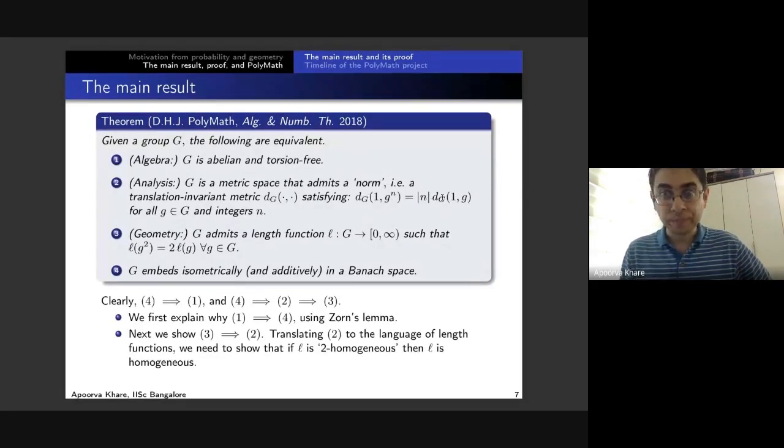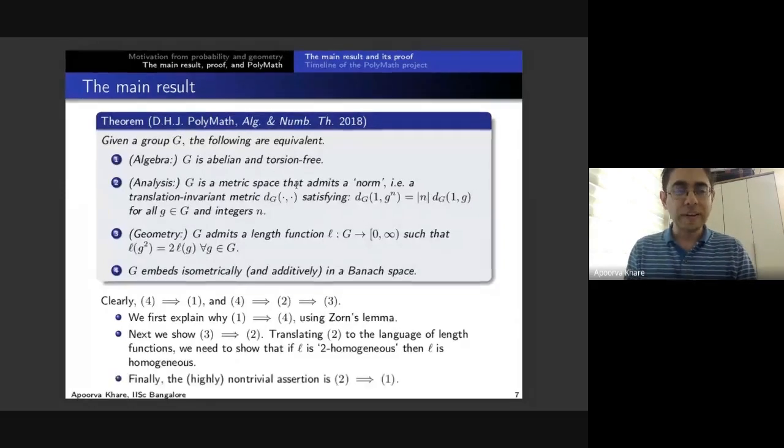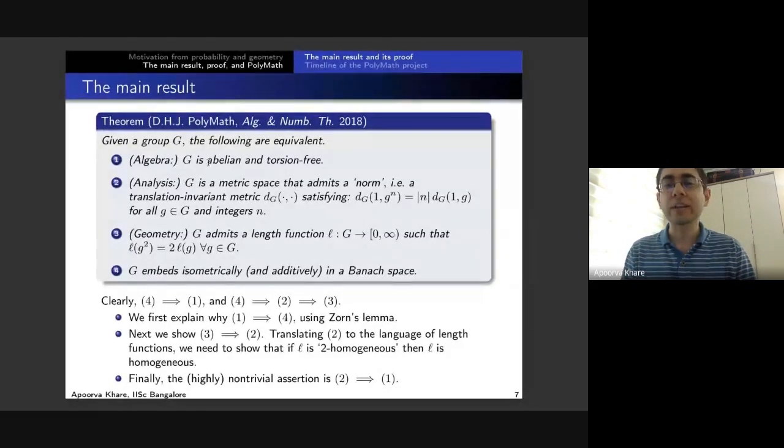It's a norm. But then, as I worked out on the blackboard, if it is a left invariant distance function, meaning a length function, and it is a norm, then it must be right invariant as well. And so you get the full statement of 2. Okay? So that I already worked out for you. And the final highly non-trivial part is why 2 implies 1.